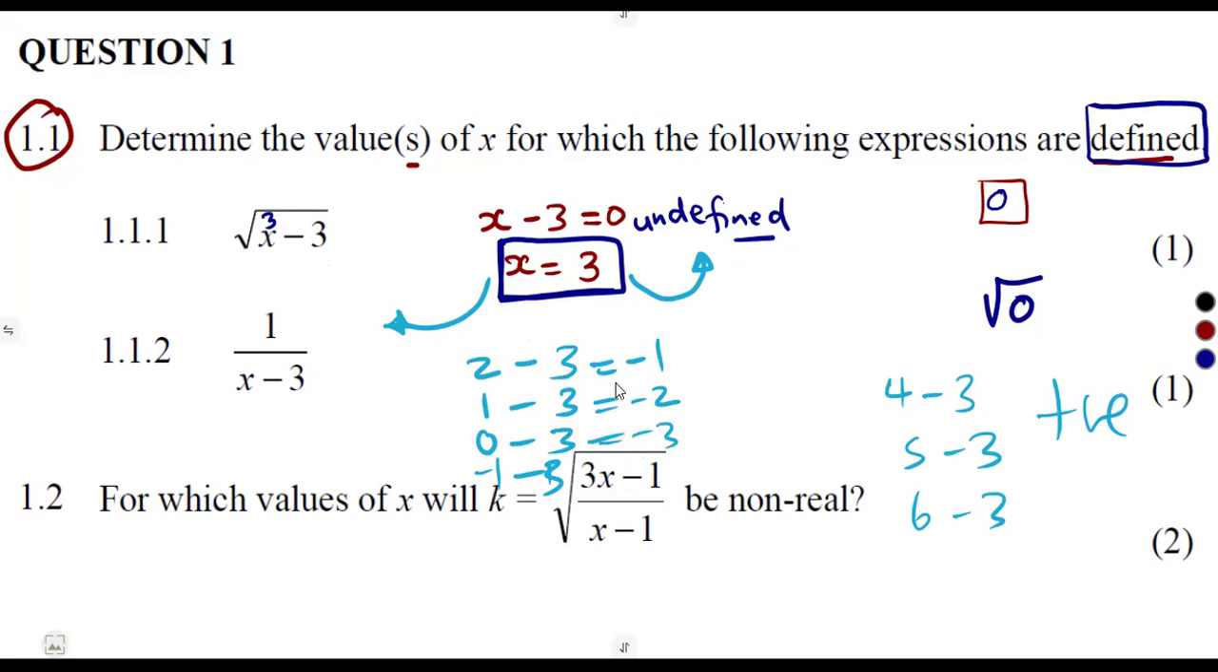So this is our understanding, guys. For this to be undefined, these values of x are supposed to be what? Less than 3: 2, 1, 0, minus 1, minus 2, and so on. They are supposed to be less than 3. Once we are at 3, we have a 0. Once we are more than 3, we obtain positive values, and it can be defined.